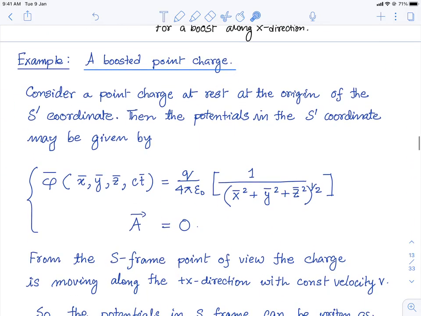Very good. So the next thing that we will do is to work out how the electric and the magnetic field transform.